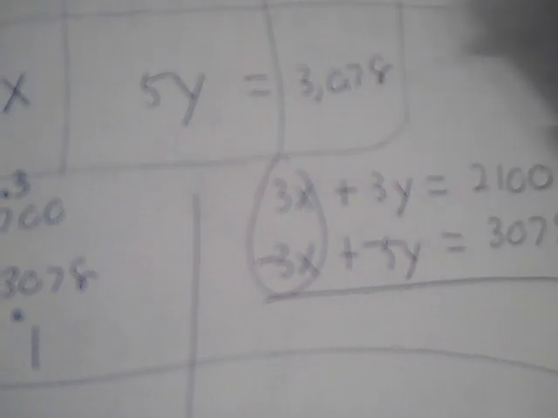Okay, here's your match, but they've got to be the opposite. They can't both be positives. So you need to go negative, negative, negative, and then add, and those add to 0. That adds to negative 2y, and 2100 plus negative 3078 is negative 978.